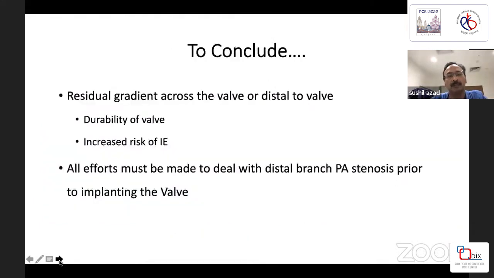So the idea is any gradient across the valve or distal to the valve affects the durability of the valve. If you leave a gradient, the valve tends to degenerate early, and it also carries an increased risk of infective endocarditis. So any gradient distal or post-procedure as well, we should deal with it before sending the patient home.